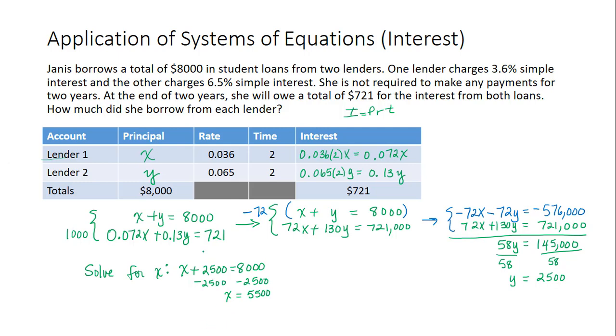Which means that Janice borrowed $5,500 from the first lender, or the $5,500 at the 3.6% simple interest, and $2,500 at 6.5% simple interest.